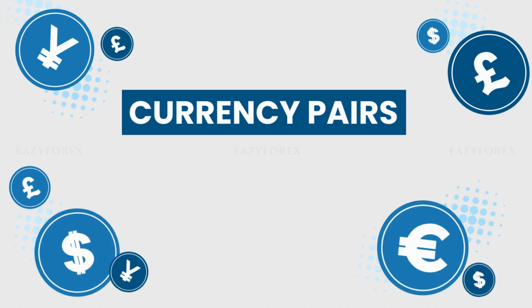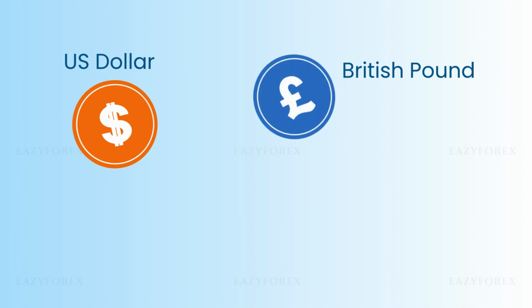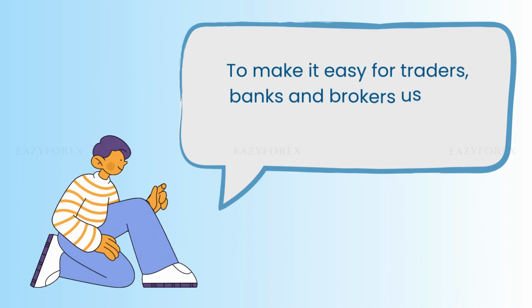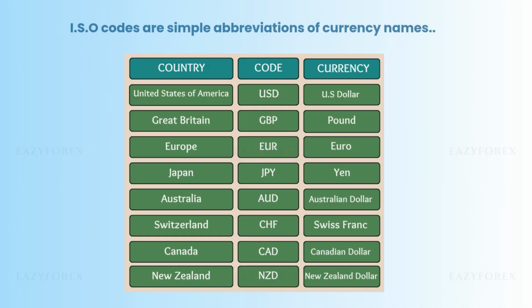So far, I have showed you the basics of the forex market and its operating hours. Now it's time to look at the currency pairs that we trade. The US dollar, the British pound, and the euro are the three most commonly traded currencies in forex. To make it easy for traders, banks and brokers use an ISO code for each currency. ISO codes are simple abbreviations of currency names, such as USD for the US dollar, GBP for the British pound, and EUR for the euro.